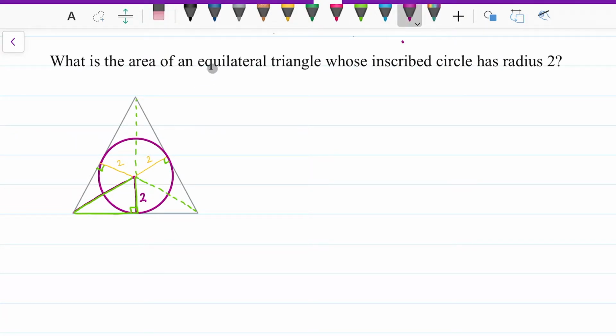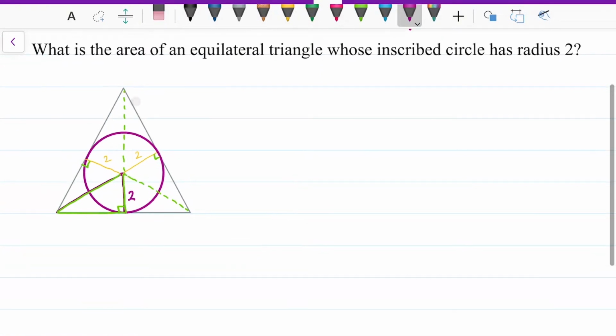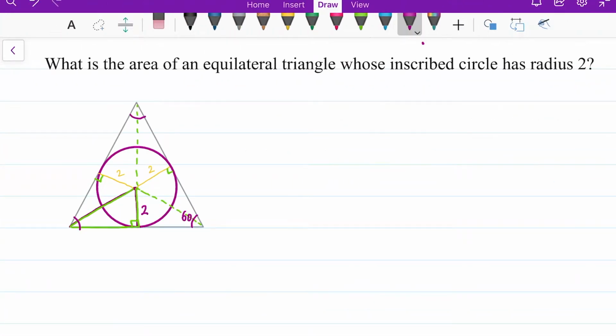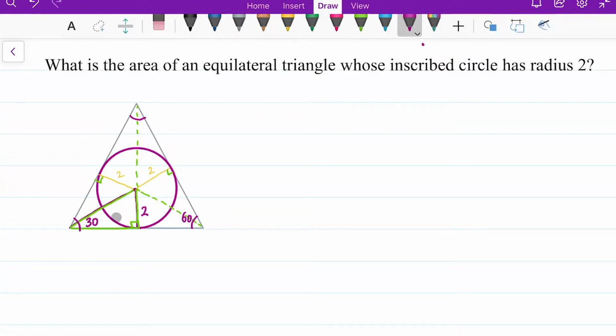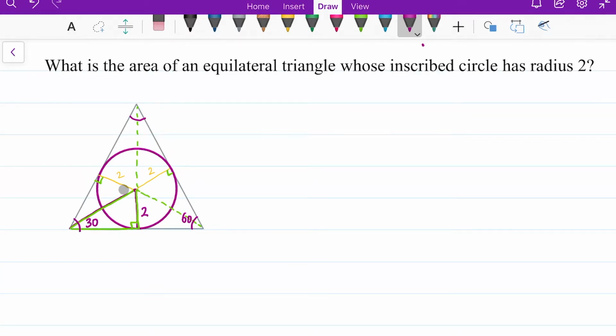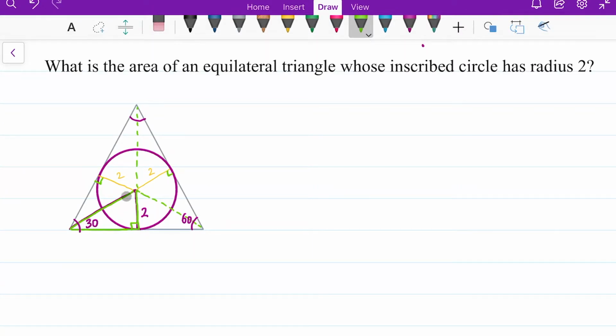How? This is an equilateral triangle, so all these angles are 60 degrees, okay? And since this triangle and this one are congruent, this makes this angle 30 degrees. If I find the area of this green triangle, I can multiply it by 6 and find the whole area of the biggest triangle. But let me look at the green one.